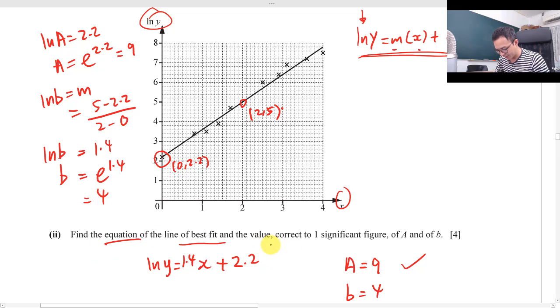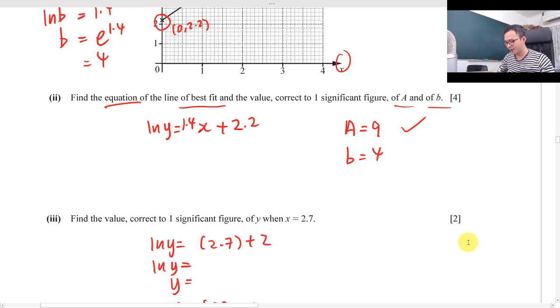Find the equation of best fit. Correct to one significant figure for A and B. They only want one significant figure for A and B, so here we should leave it in one decimal. Yeah, it's 2.7 plus 2.2. Yeah, I guess this is the right one.